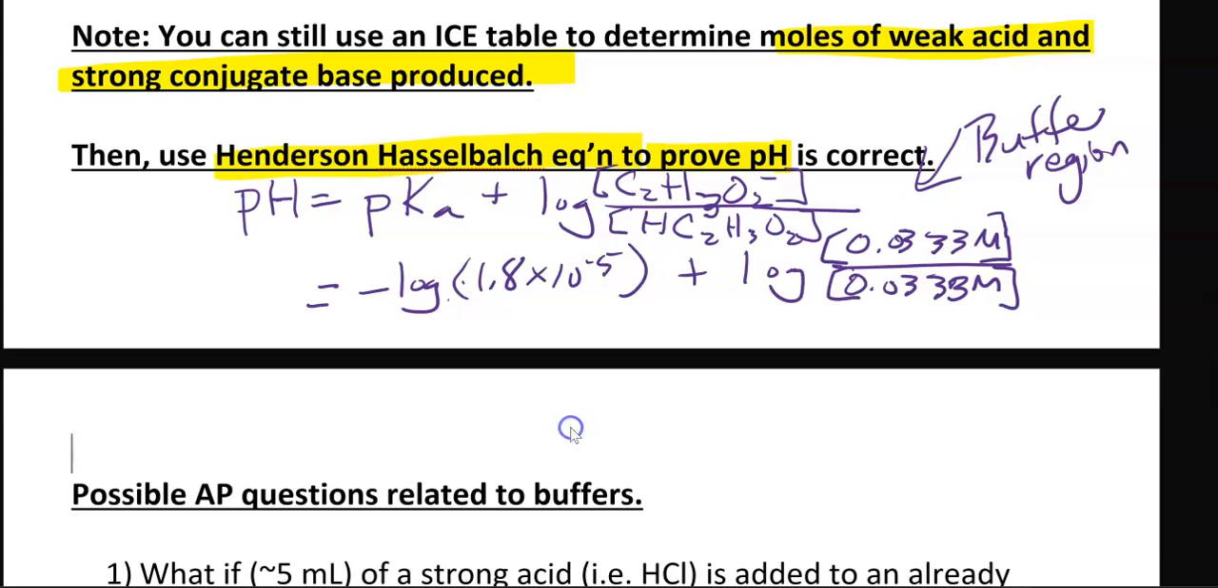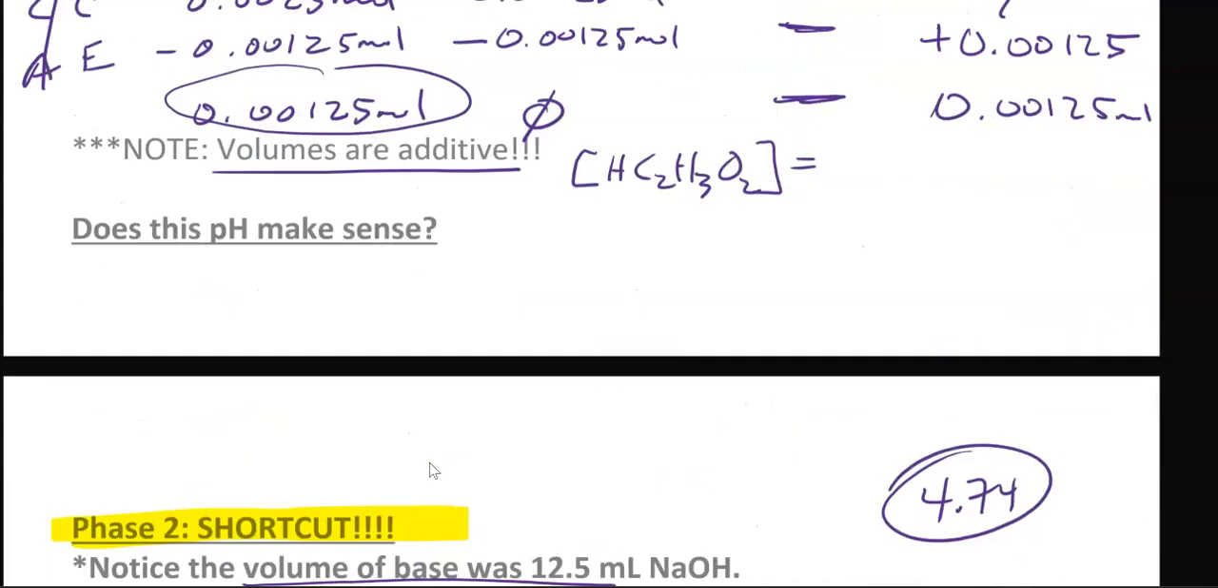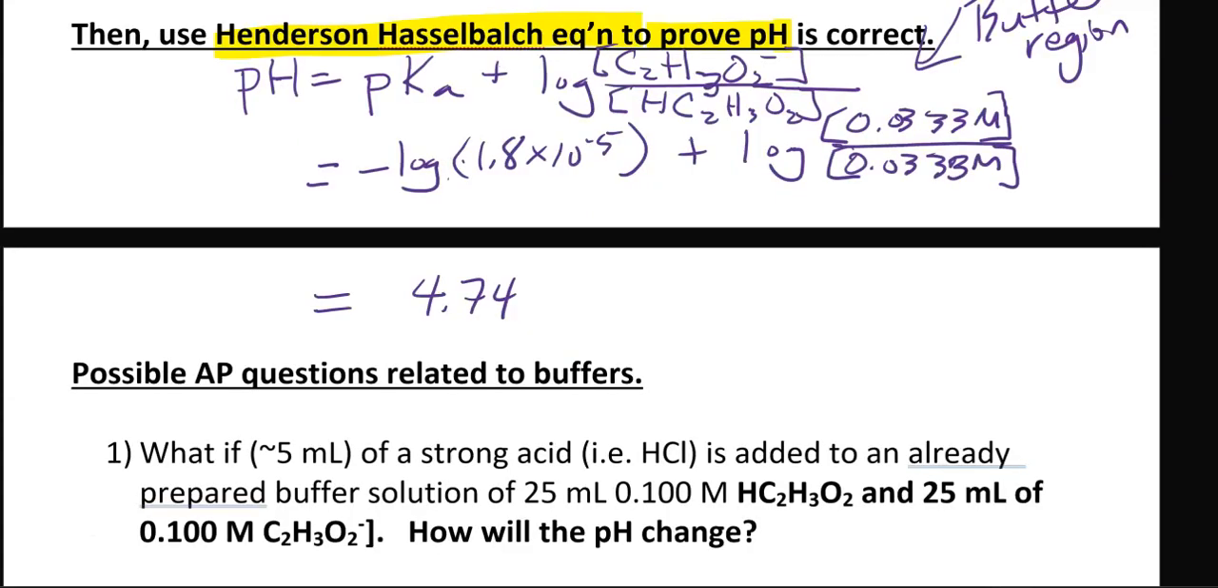It just so happens that in this particular problem, the negative log of 1.8 times 10 to the negative 5 is 4.74. And if you take the log of 1, because you know this simplifies to 1 right here, if you take the log of 1, you just get 0. And if you don't believe me, put log 1 in your calculator and you'll see. So 4.74 plus 0 is, surprise, 4.74. And that is the pH.